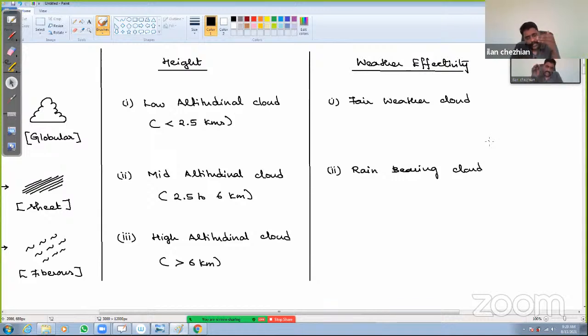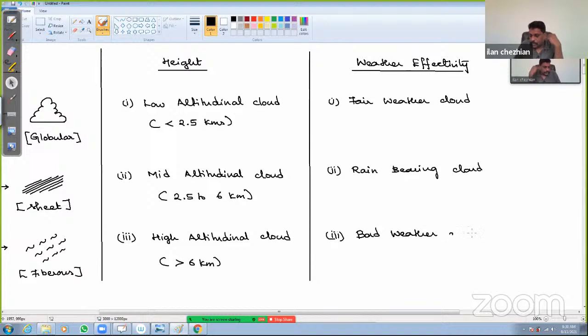Sometimes you'll be seeing a cloud, but this cloud will be there, but rainfall will not be there. Correct? That's what you call them as what? Fair weather cloud. And whichever cloud brings rain, you call them as what? Rain bearing cloud. And the third cloud we have, we call them as what? Bad weather cloud.